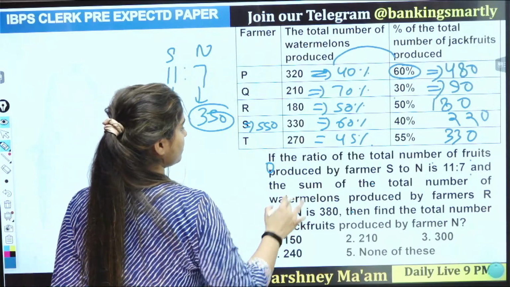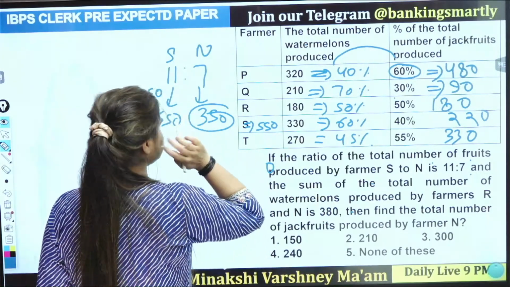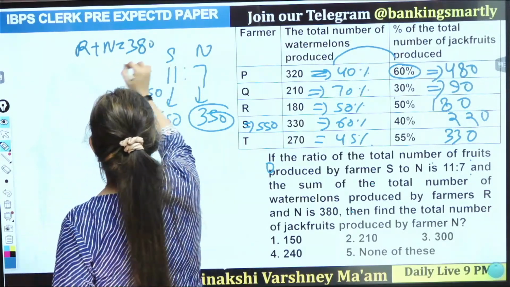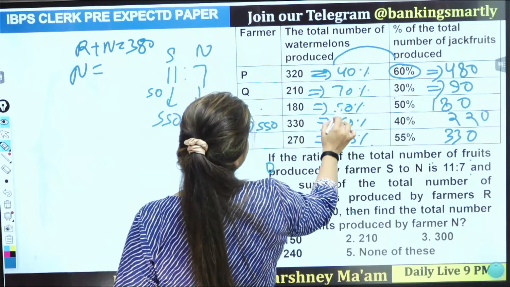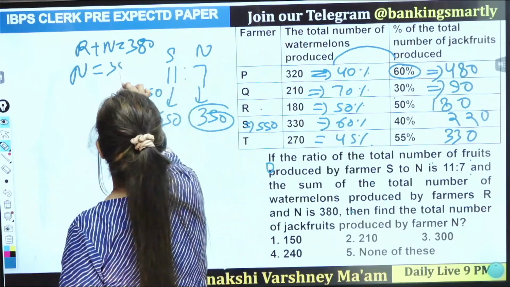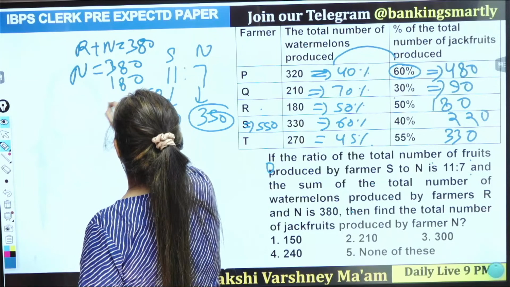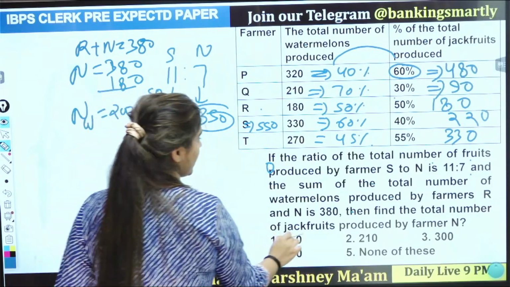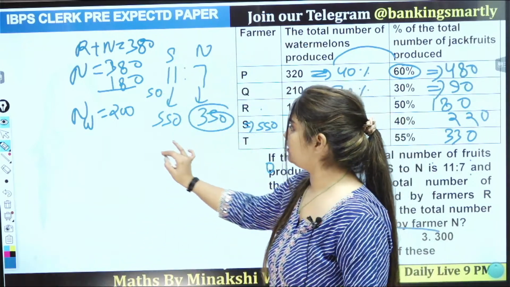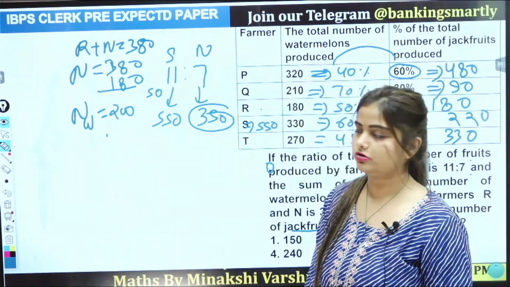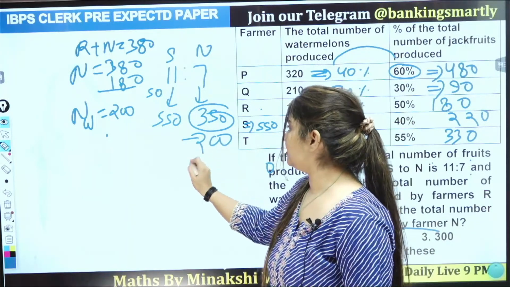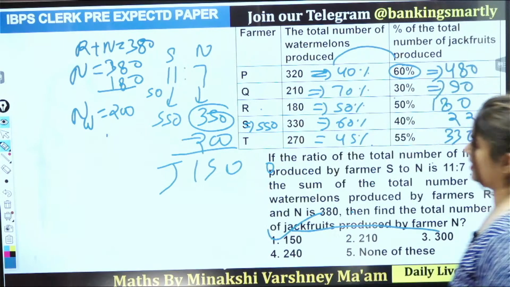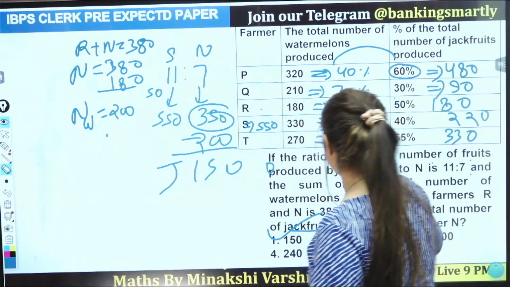Now the total number of watermelon produced in R and N is 380, and R's watermelon is 180. So we subtract 380 minus 180, and N's watermelon is 200. Now they are asking for the jackfruits for N. Total watermelon plus jackfruit is equal to total fruit, so we subtract 200 and get jackfruit 150. Option number 1 is correct. Very easy. Next. There is nothing in this question.